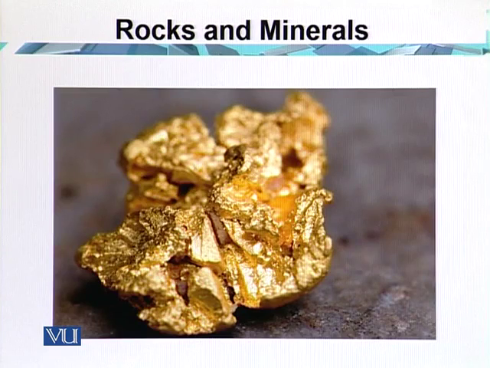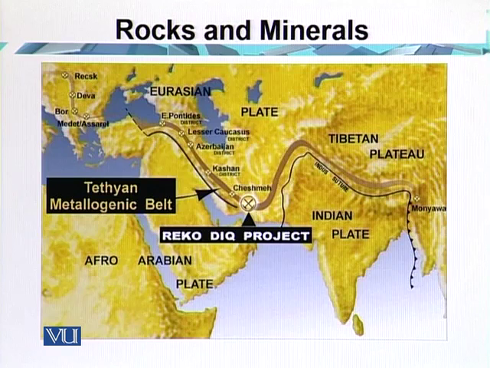So this is one of the pieces of Saindak deposit. Here we can see not only the copper area but gold is also present there. Now why do we have the gold and copper deposits in the Balochistan region?